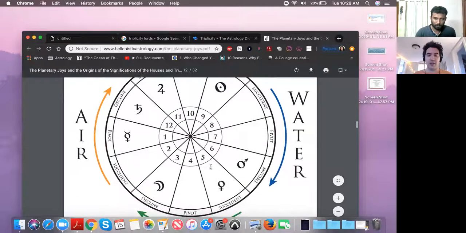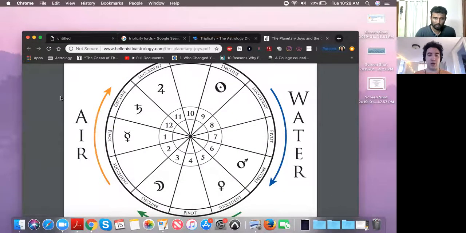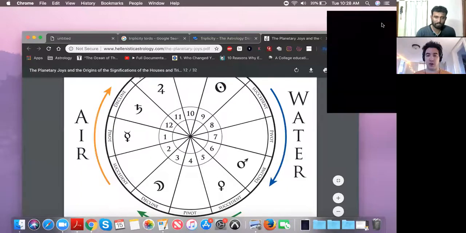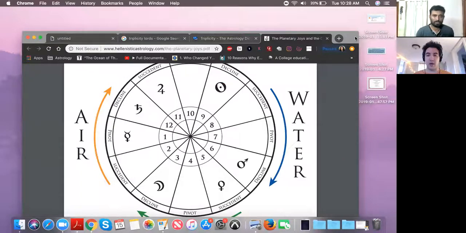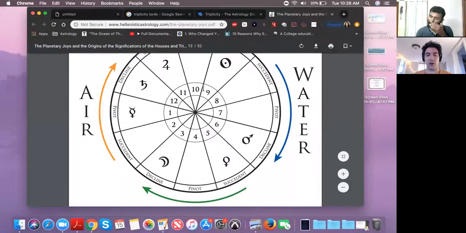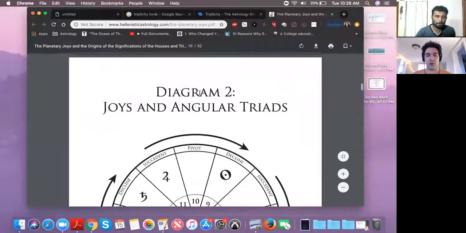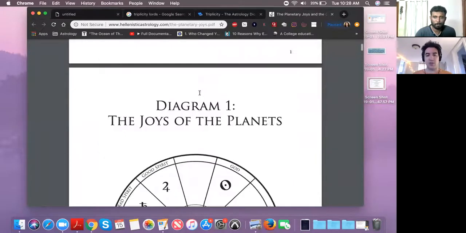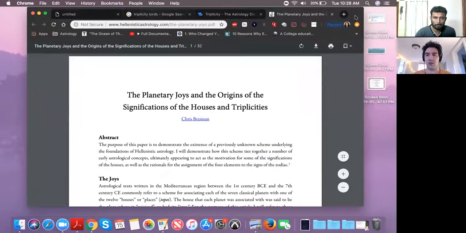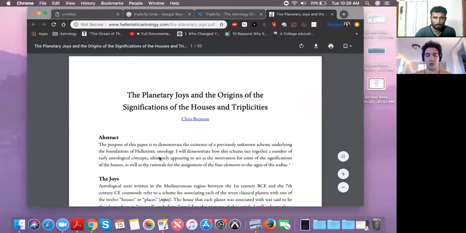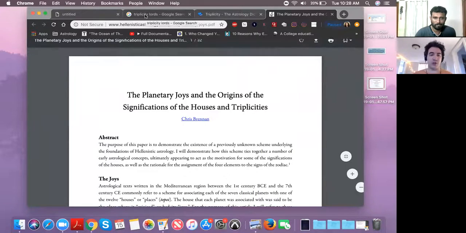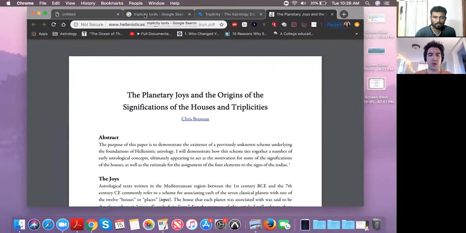And I think that this is a really good rationale. I think it's the best explanation out there so far for why the triplicities might be the way they are. So I really encourage having a look at this article, and it'll also teach you a lot about the joys, especially from a historical perspective. So, kudos to Chris for doing such great work there.